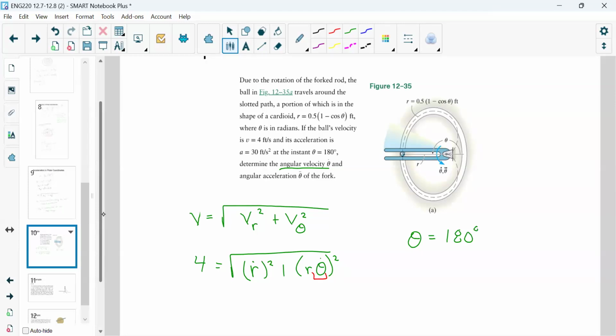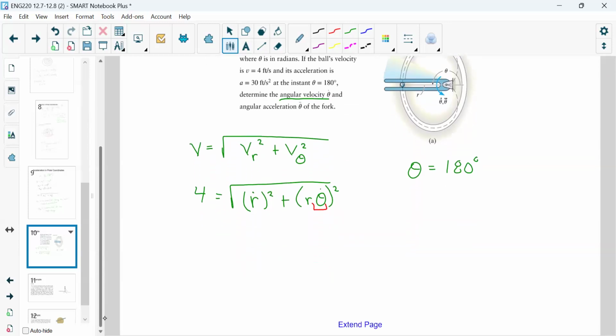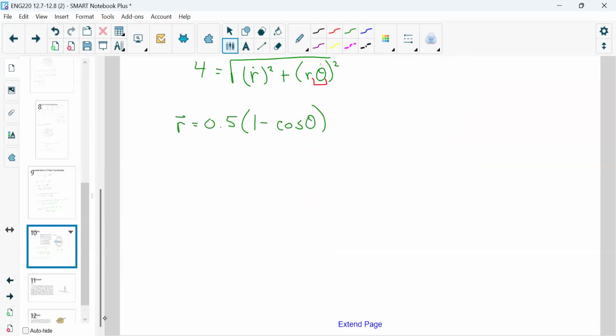How can I get R dot? What can we do to get R dot? Derivative of R with respect to time. So we're told R equals 0.5 times 1 minus the cosine of theta. So if we then take the derivative of this, I'm going to go ahead and distribute this.